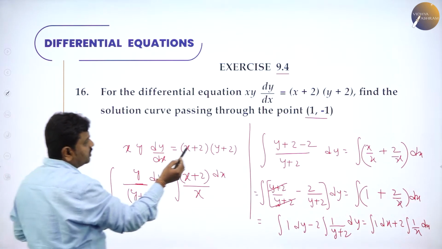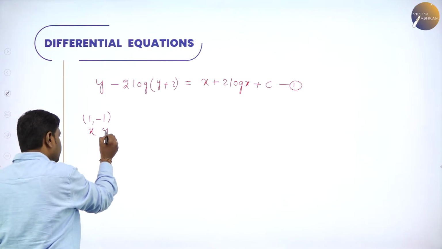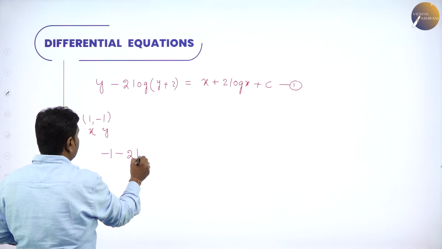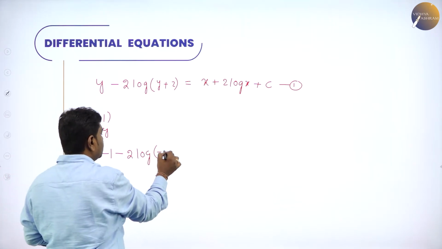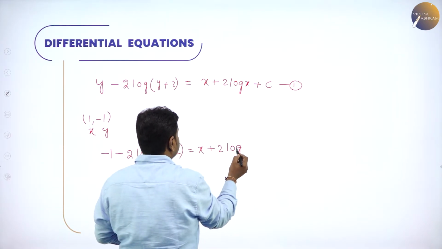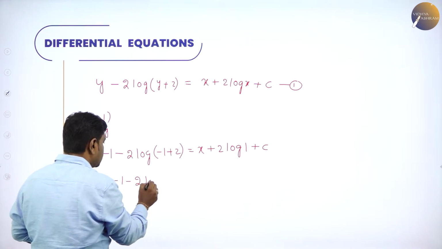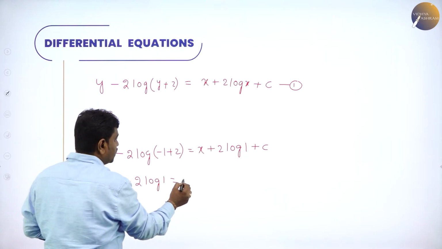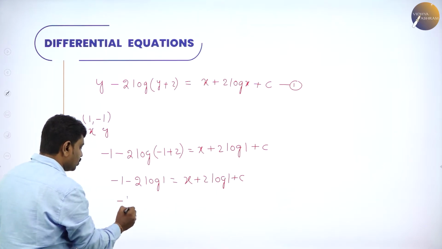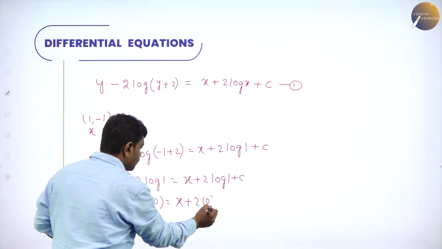But they gave the point. What is the point? (1, minus 1). So in the place of x you should put 1, and in the place of y you should put minus 1. So here y is there, so put minus 1, minus 2 times log of (minus 1 plus 2), equals x plus 2 times log x, where x is 1, plus c. Now simplify: minus 1 minus 2 times log of (2 minus 1), which is 1, equals x plus 2 log 1 plus c. All of you know the log 1 value is 0, so minus 1 minus 2 into 0 is equal to x plus 2 times 0 plus c.